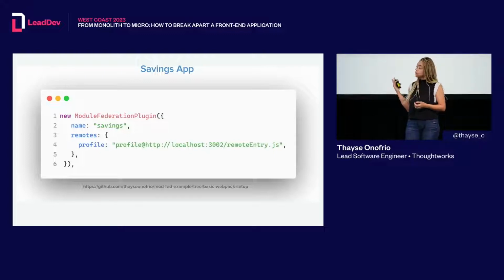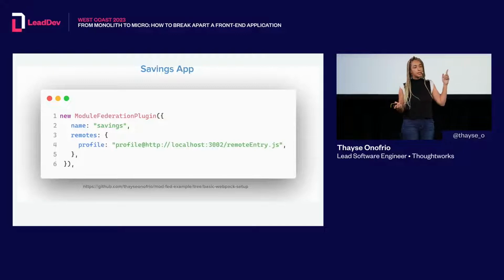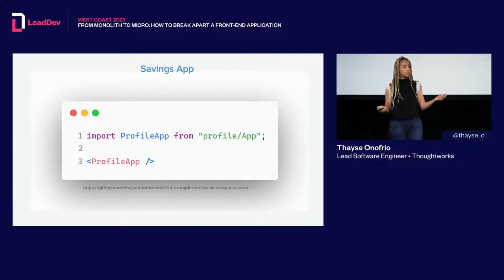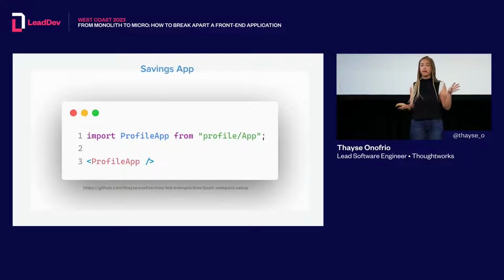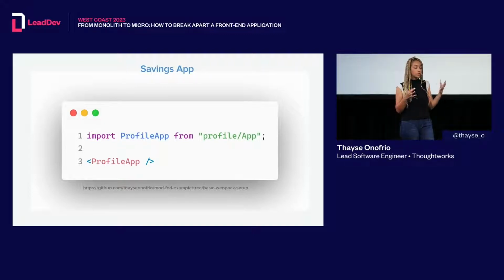And then on the savings app, very similar to that, instead of exposing the app, what we want is to say we are connecting to a remote for the profile application that is available on this specific port on the remote entry.js file. So with the simple configuration, we are already able to have this communication between the applications. And then on the savings app, where I'm going to use the profile app, I can just literally import it, as I would do with any other package that is installed there, and display it whenever I want it.